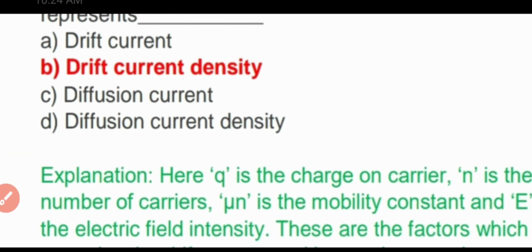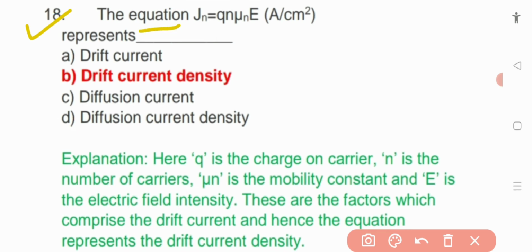Next question, question number 18. The equation J n is equal to q n mu n E, in ampere per centimeter square, represents: option A, drift current. B, drift current density. C, diffusion current. D, diffusion current density. Then the answer is drift current density.